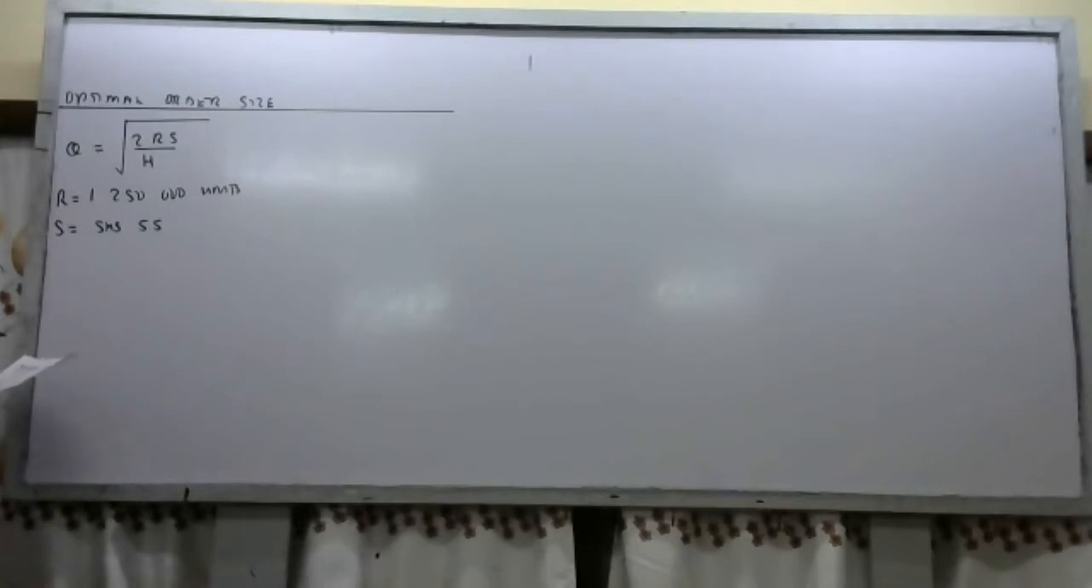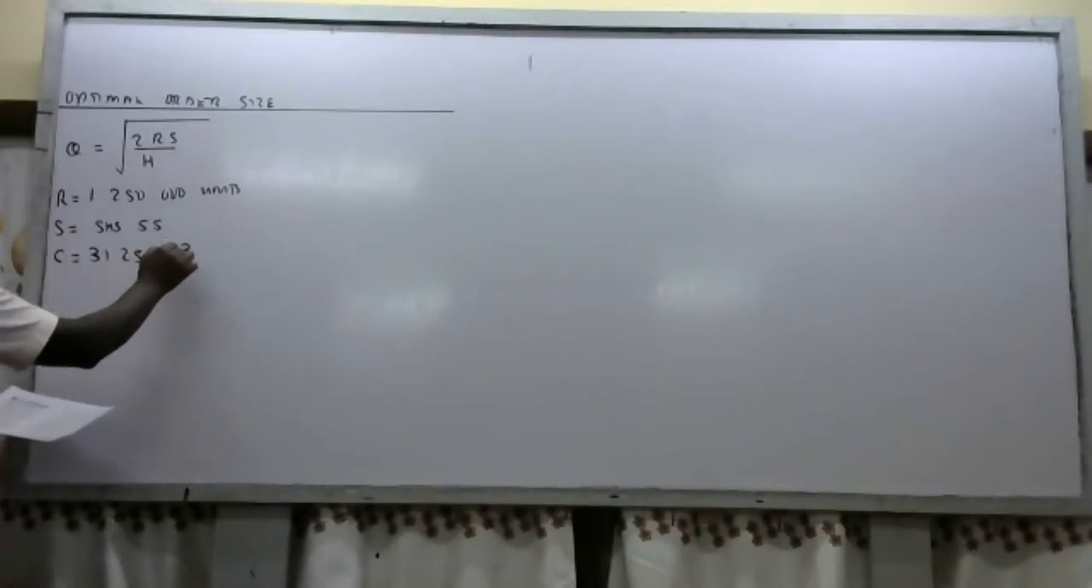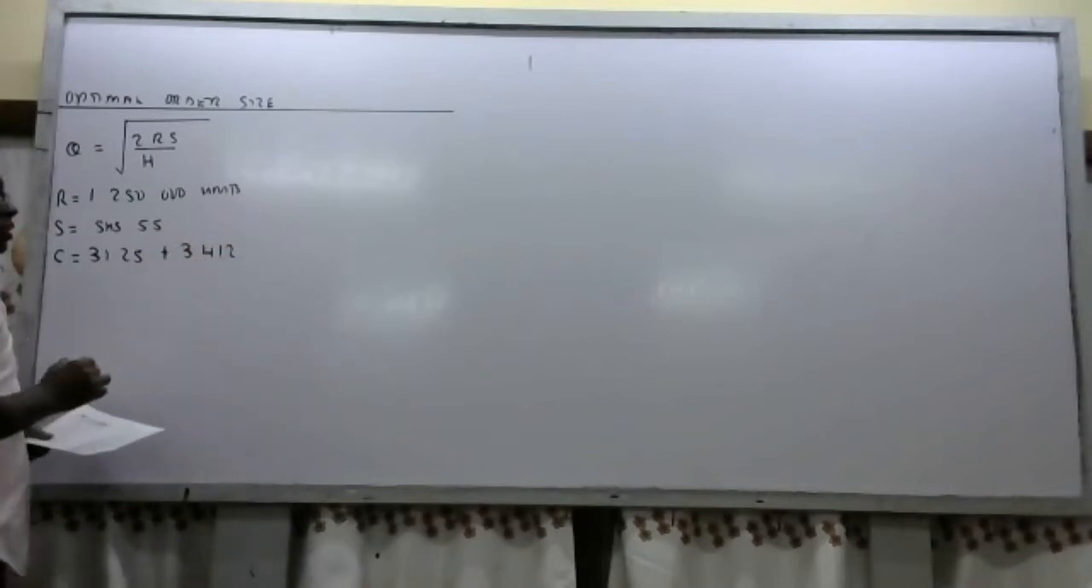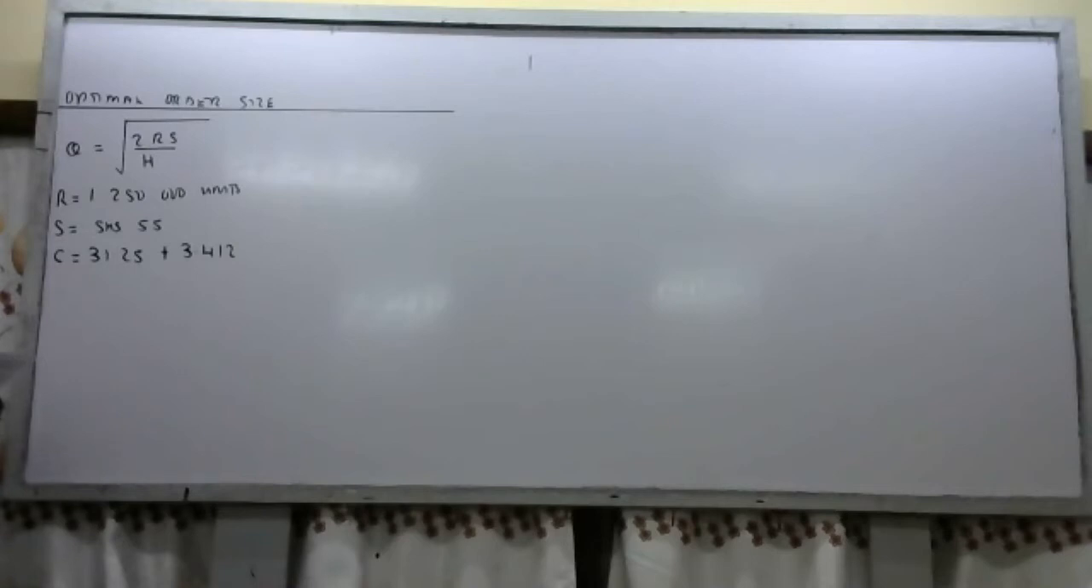Then we have what we call purchase cost. Purchase cost is 1.25. And in the notes, we said the variable ordering cost is treated as part of purchase cost. And I hope you can see the variable ordering cost is 3.412.